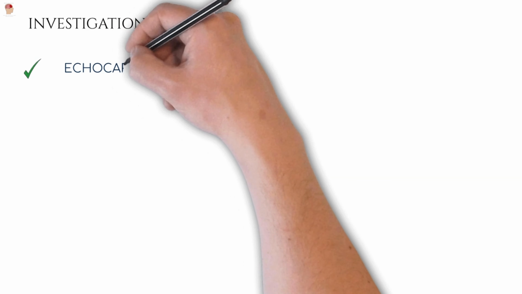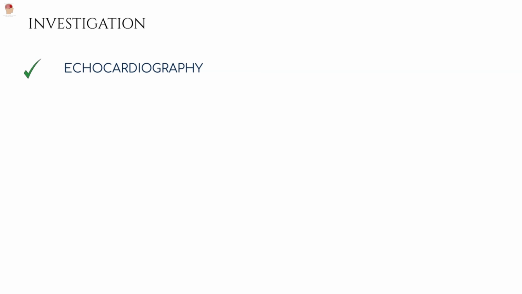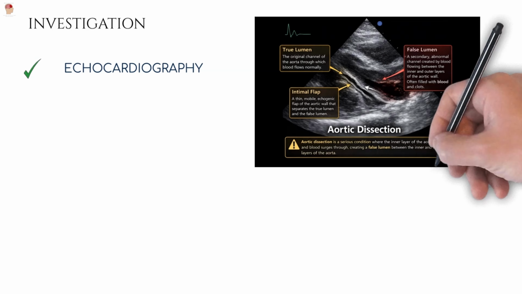So now, how will you investigate a patient of aortic dissection? Echocardiography is one of the most commonly used investigations, which is easily available in the ICU as a bedside procedure. So whenever a patient of aortic dissection comes to you or you suspect aortic dissection, you will use echocardiography.